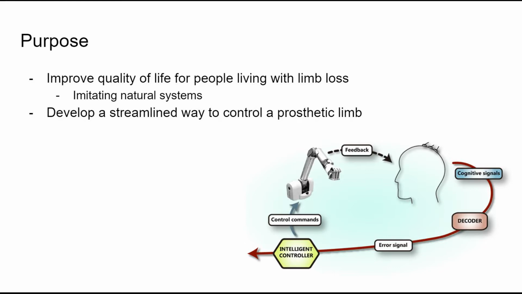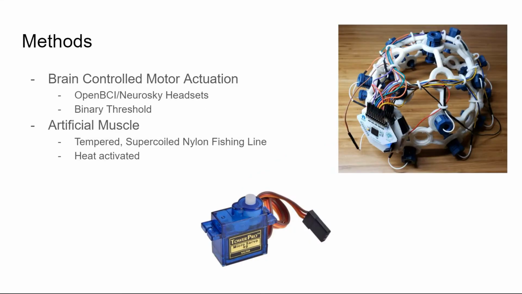Now, a little side objective of this project was to make the hand more so imitate a natural system than what's currently out there, which is usually just using motors. But I'll get into that a little bit later about how I used artificial muscles to move a finger. So you might be asking yourself, how did he do this? And this project was split into essentially two parallel paths. So we have the brain-controlled motor actuation and the artificial muscles.